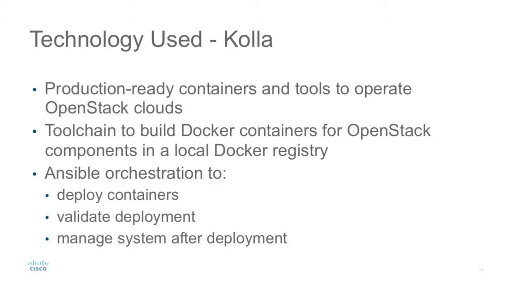And the tool chain that's used is Docker. Essentially what we do is we build a Docker container for each OpenStack component, each of those 30 plus components, and then populate those in a Docker registry. And then you can use Ansible playbooks, which will pull from that registry to deploy your OpenStack cloud, and you can use it to manage it over time, to validate that the deployment's running correctly, and then to manage it, grow it up and down, upgrade things, that type of thing.